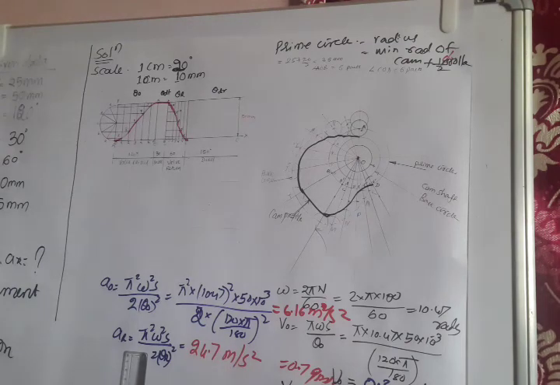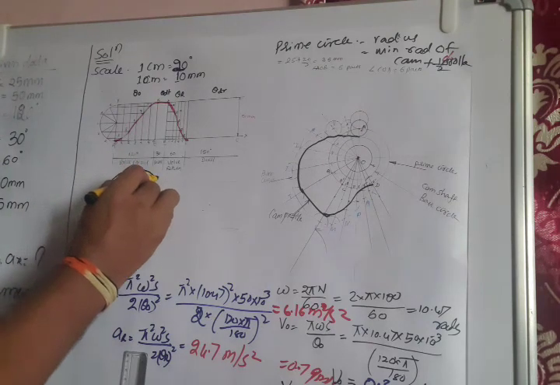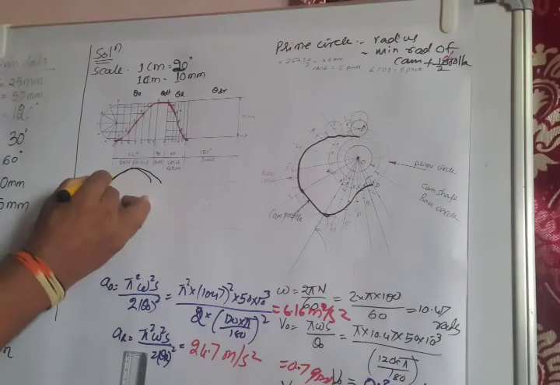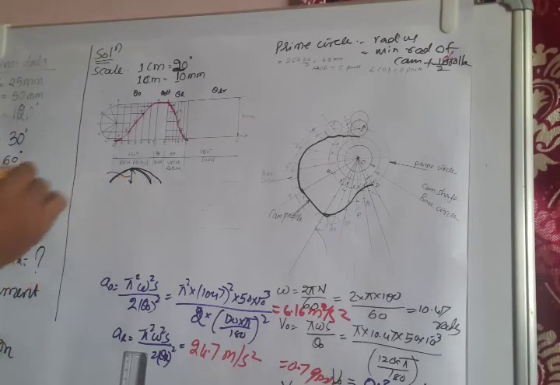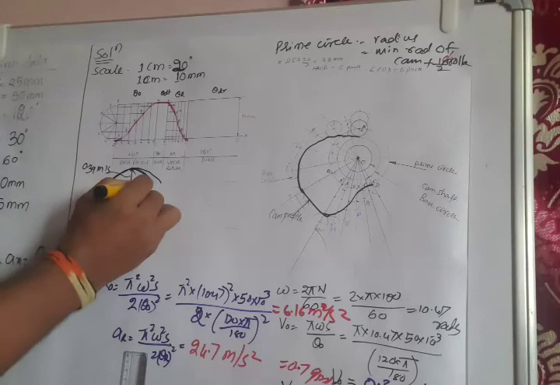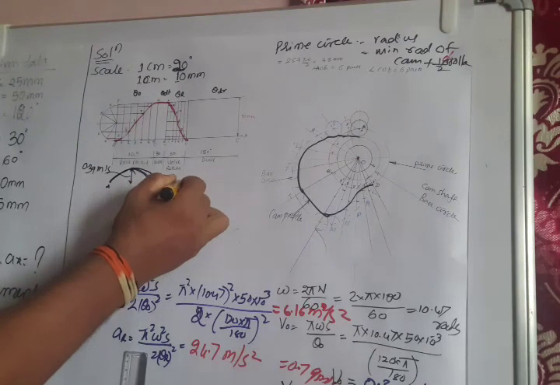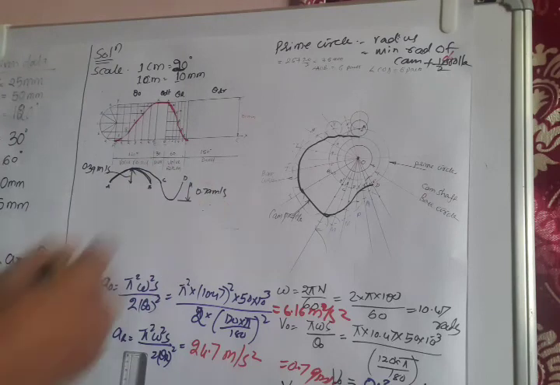Velocity is initially zero and goes on increasing, giving a sine wave curve here. This is the maximum velocity at out stroke, 0.39 meter per second. This is position A, this is position B. Now the maximum velocity here for the return stroke, this is position C, this is D, and it is 0.79 meter per second.